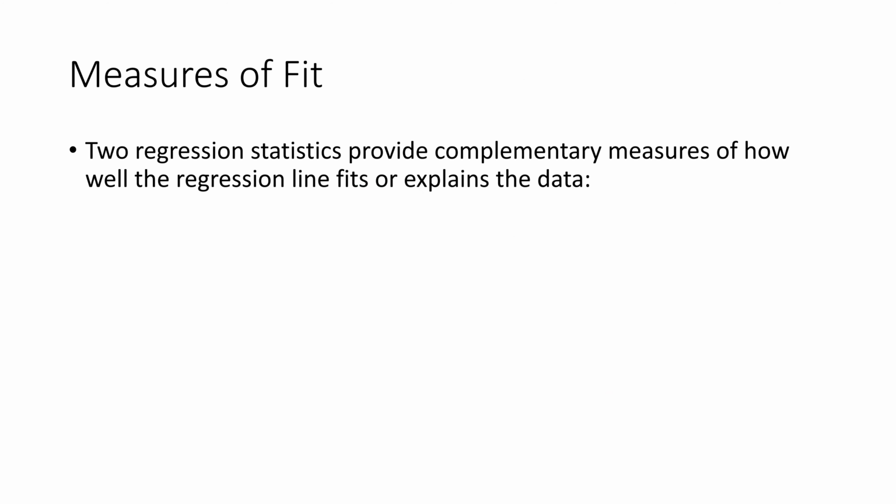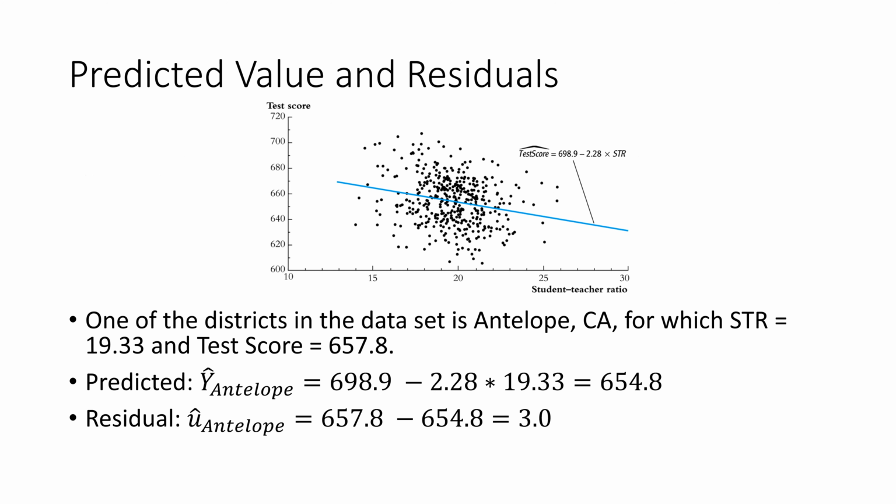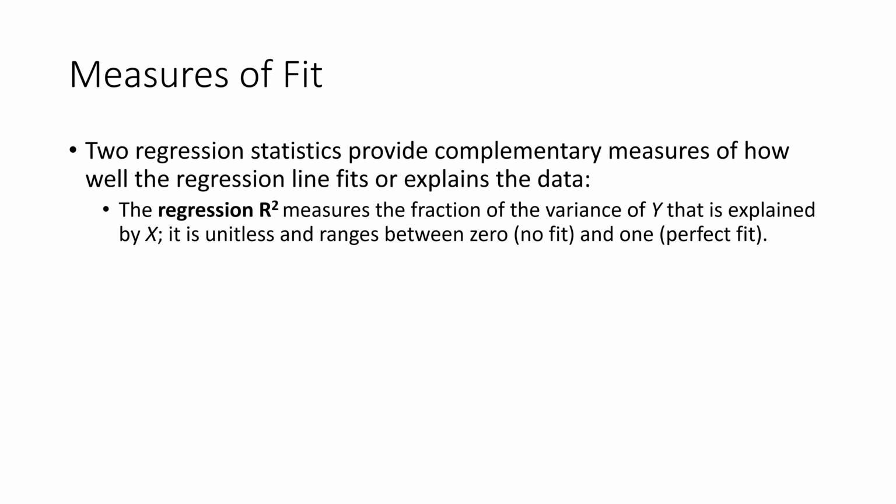Is that a good value? Is it a bad value? We don't really know. So that brings us to measures of fit. 2 regression statistics are going to provide us some information. We're going to really focus on one. But what we want to know is how well does our data and our estimate fit, right? So does this line here, this blue line, fit the data well or not? Is our regression doing a good job of explaining our results?